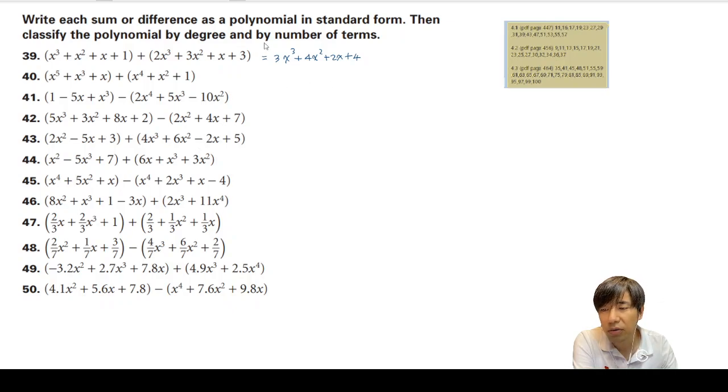43. Oh, wait a second. It says, then classify the polynomial by degree and by number of terms. Degree 3. So this is a cubic function. And then number of terms are 4. So that's a cubic polynomial. Okay.